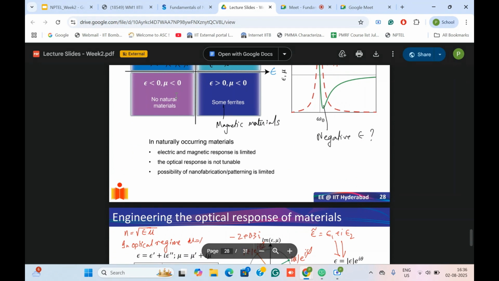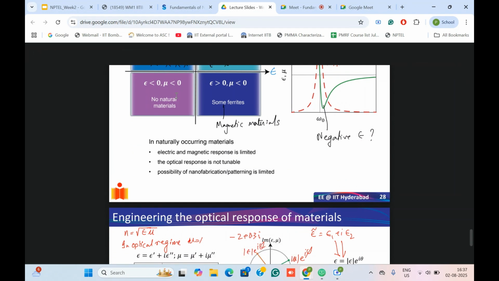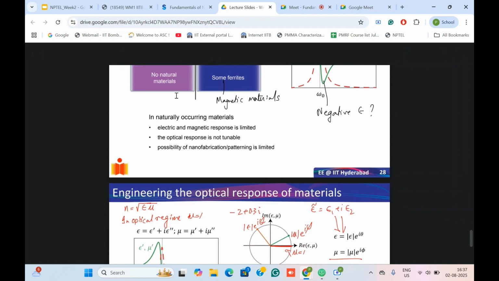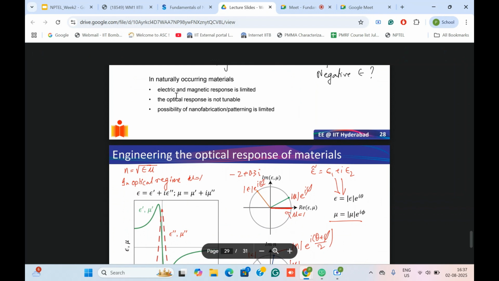So in general, n is defined by the square root of epsilon mu. In the optical regime, since mu is equal to 1, the refractive index is given by only n equals root epsilon. So what is meant by negative epsilon or negative refractive index? Negative epsilon means your polarization is going to be in the opposite direction to the electric field, that is, out of phase to the electric field.